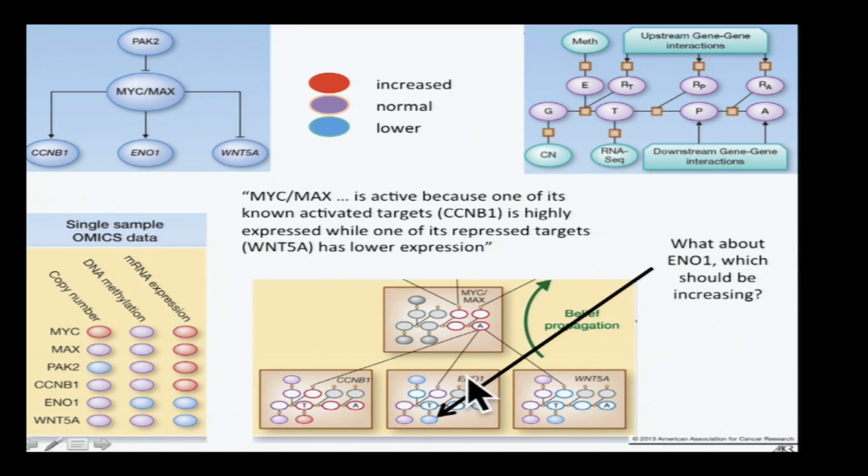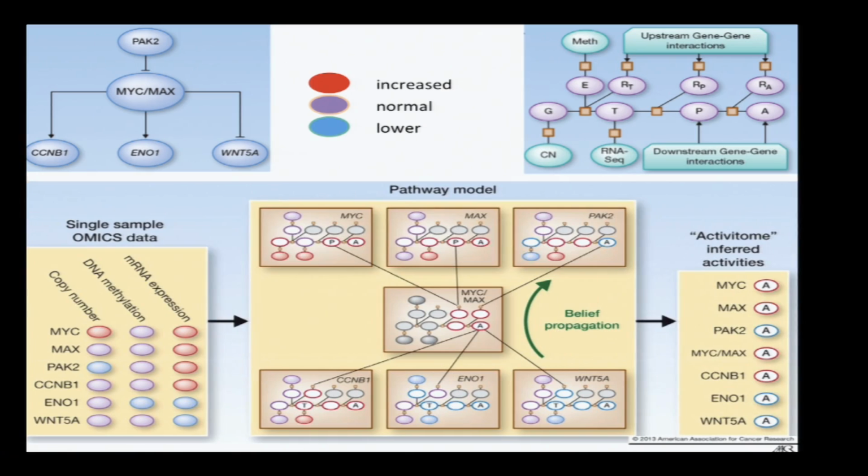Oh, but what about the fact that this one should also be activated? That can be explained away by the fact that there's a difference in the epigenetic state between ENO1 and the other two. Okay? And then the belief propagation allows us to transfer that information upward through the graph to figure out, okay, so now we've decided that micmacs is active, and that gives us information about the state of the proteins upstream of it, and the activity then of PAC2, which is a repressor of micmacs.